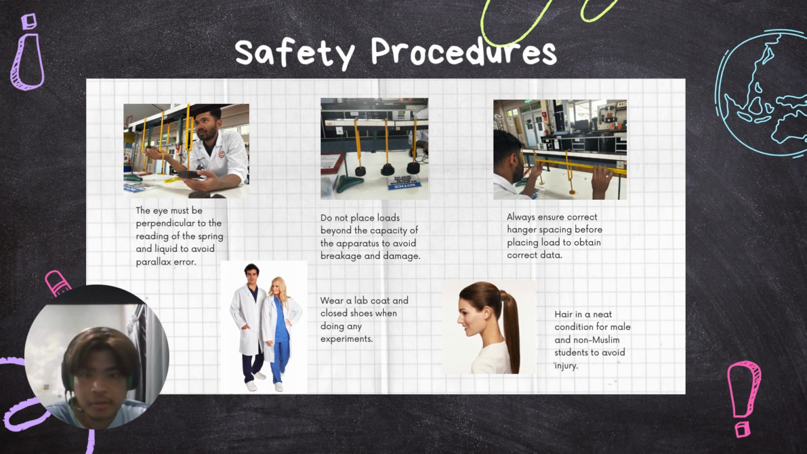So next, I will present the safety procedures. First, the eye must be perpendicular to the reading of the spring and liquid to avoid parallax error. Second, do not place load beyond the capacity of the apparatus to avoid breakage and damage. Third, always ensure correct hanger spacing before placing load to obtain correct data.